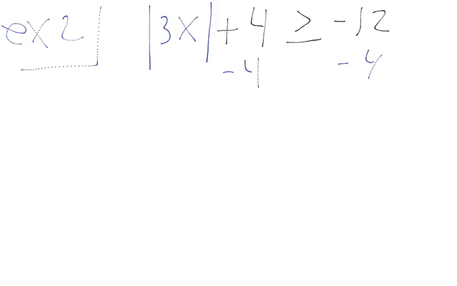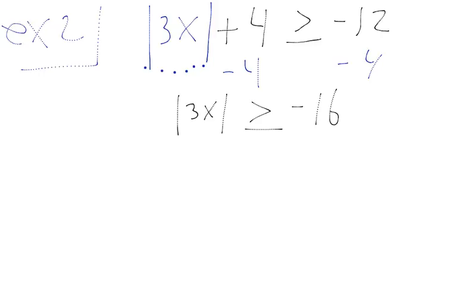So first I do -4 because I want the absolute value bars by themselves. I'm going to keep repeating that over and over again because I want to drill this into your head. So then I have the absolute value of 3x is greater than or equal to negative 16.